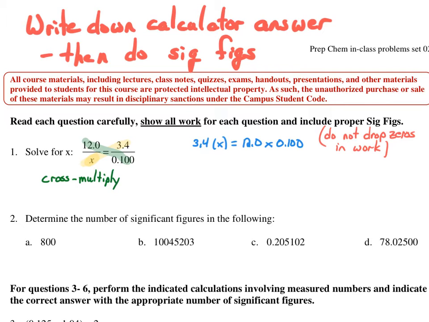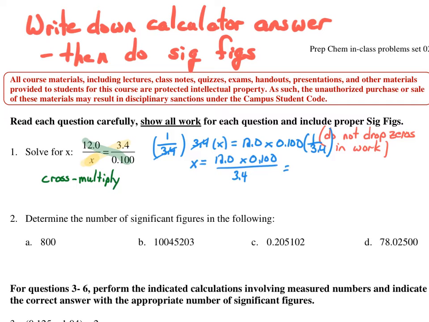The next step is I want x by itself on one side of the equation. I achieve that by dividing the right-hand side of the equation by 3.4. That causes the 3.4 to cancel out. Of course, I have to do that on the other side as well. And that yields x is equal to 12.0 times 0.100 divided by 3.4.